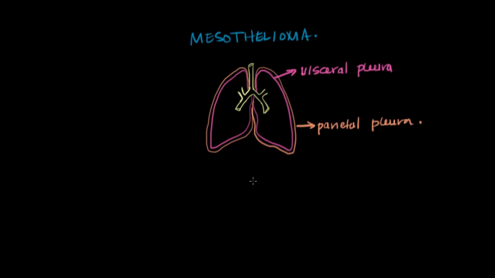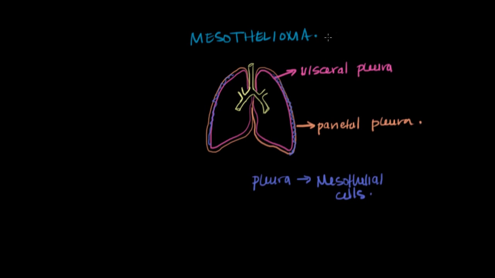Now, the pleura, or the lining of the lung, is made up of cells called mesothelial cells, and mesothelial cells have a really important function. They secrete a fluid that comes in between these two layers of the pleura. This fluid is really important because it reduces the friction between the two layers of the pleura. And mesothelioma is a cancer of mesothelial cells.